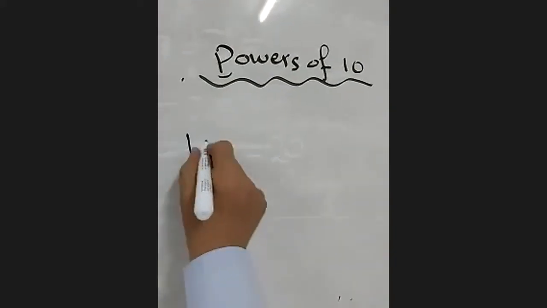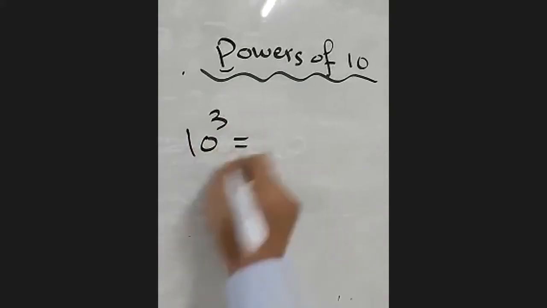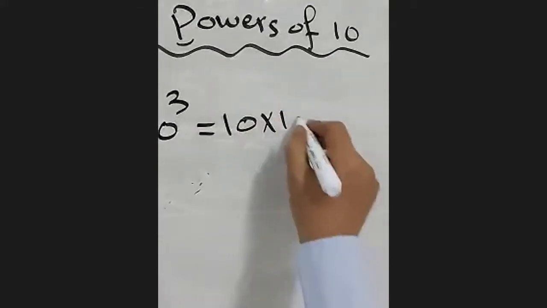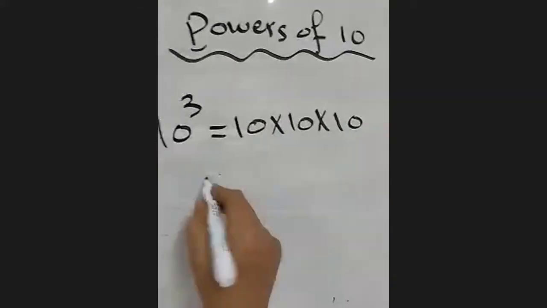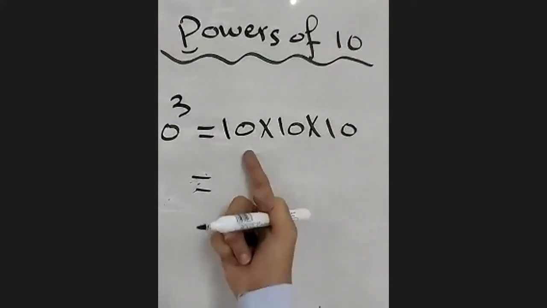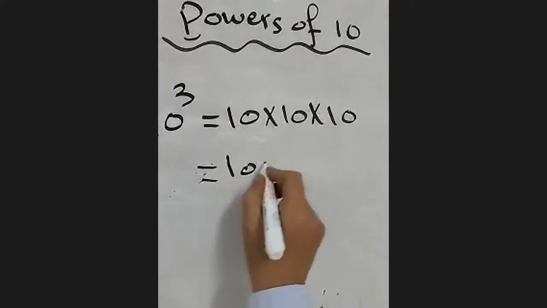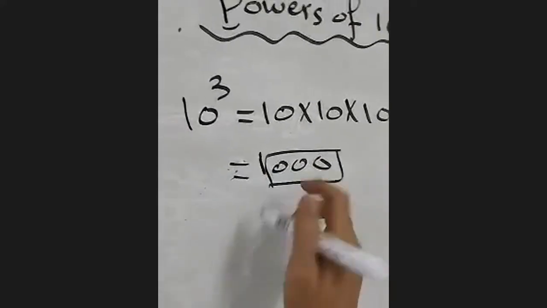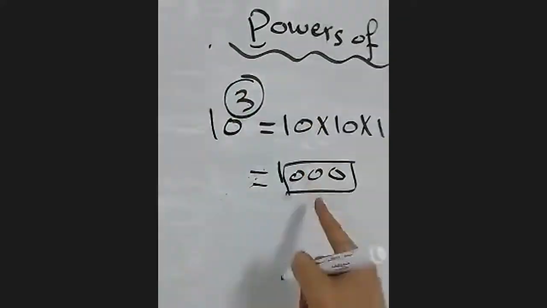Now, if we have 10 to the power of 3, for example, how do we find it, guys? We multiply 10 by itself 3 times, as we know. Let's multiply 10 by 10, 100. 100 by 10, 1,000. Now, look here, guys. We have 3 zeros. And what's the power? Is it 3 also?